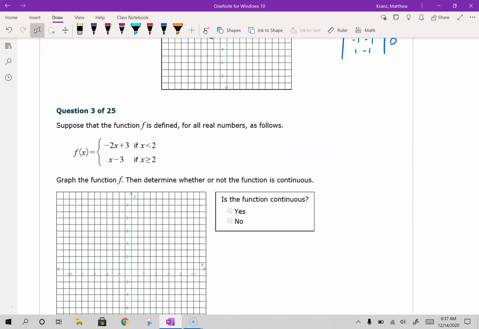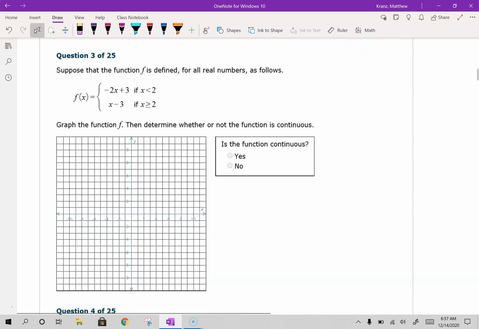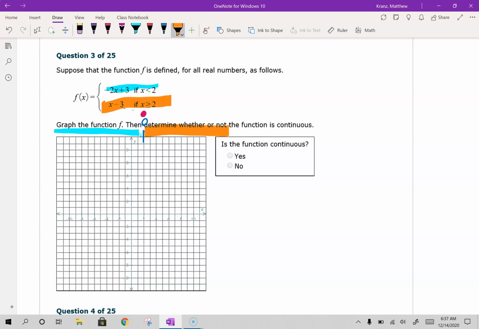Suppose that the function f is defined for all real numbers. This is our piecewise function here. So it says x is less than 2. That doesn't include 2. So when I find 2 on my graph, 2 is right there. So that means this function here only lives less than 2, but doesn't include 2. It's that open circle. This one here includes 2, so that's a closed circle, and this one is going to be everything on this side. So we can go ahead and graph this.